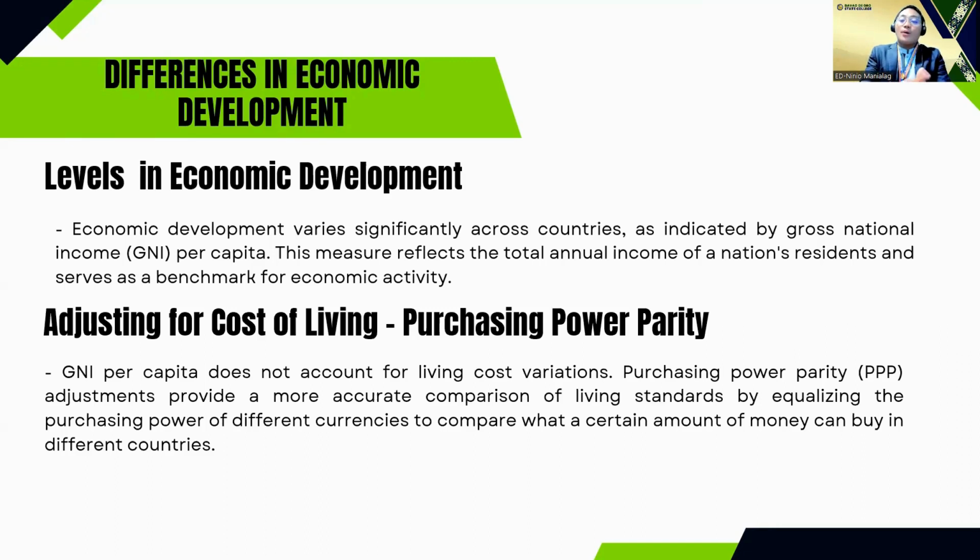Now, the purchasing power parity, or PPP. GNI per capita does not account for cost of living differences across countries. PPP adjustments provide a more accurate reflection of living standards by comparing what people can buy with their income in their local environments. So this adjustment is particularly relevant when comparing the living standards of countries with significant economic disparities, such as the contrast between the wealth of Switzerland and the United States when adjusted for cost of living.